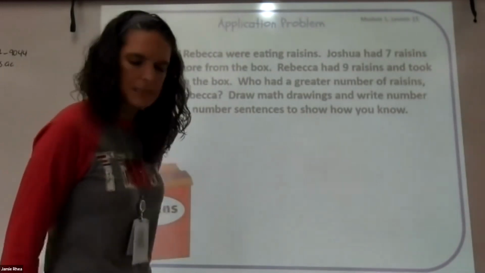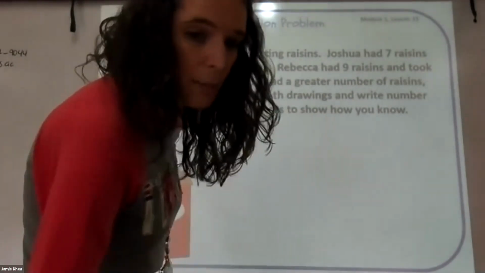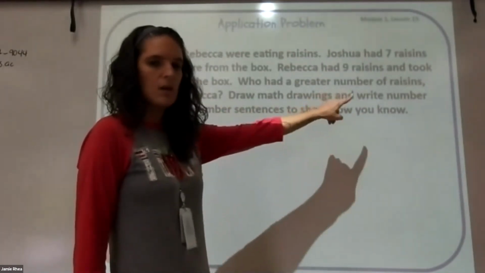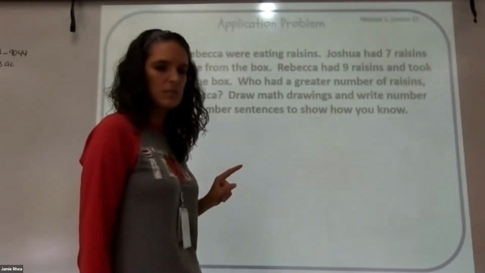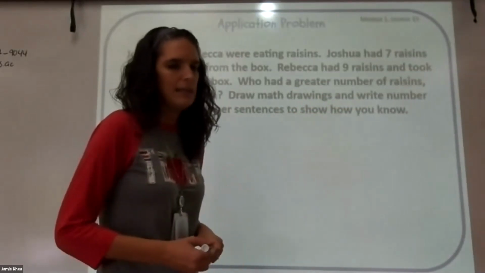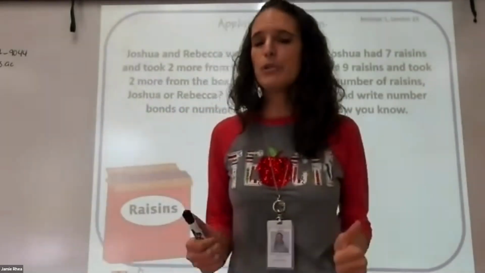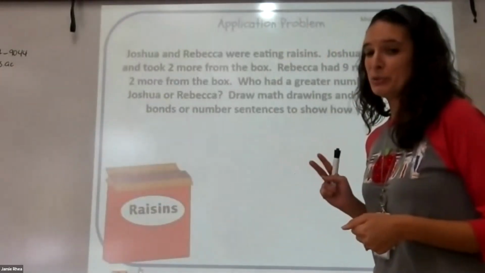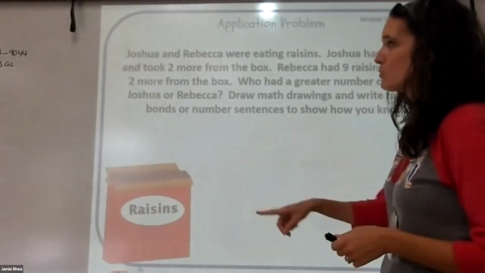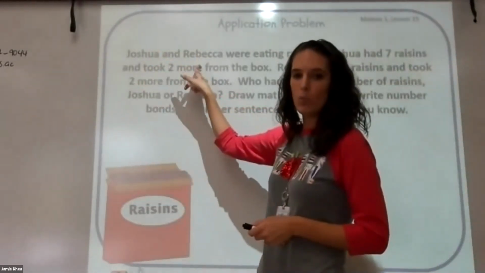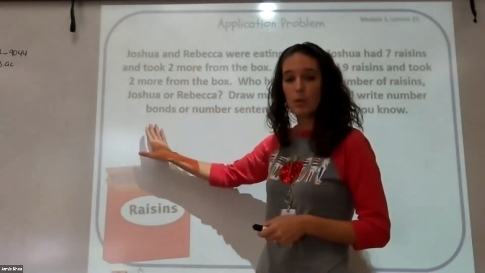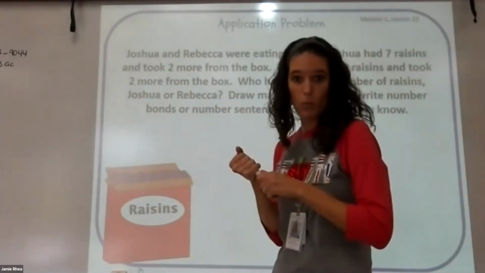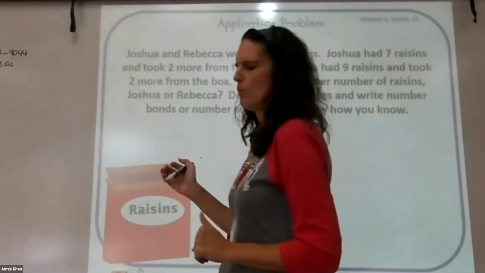So let's look at this. That's a lot of stuff in there. But we know that we have to do a math drawing, number bond or number sentence to show us how we know that. Now here's the thing. If we're doing a number bond and a math sentence in math drawings, we have to do 2 of each because we're doing 1 for Joshua and 1 for Rebecca. Okay, so I'm going to put 1 on this side and 1 on this side to help us out. That's my blank ones, so I can fill them in as we find out the information.